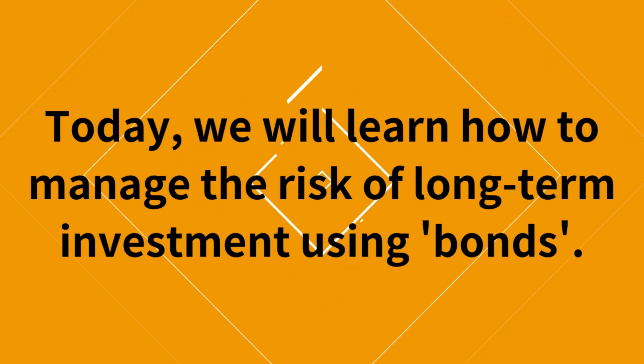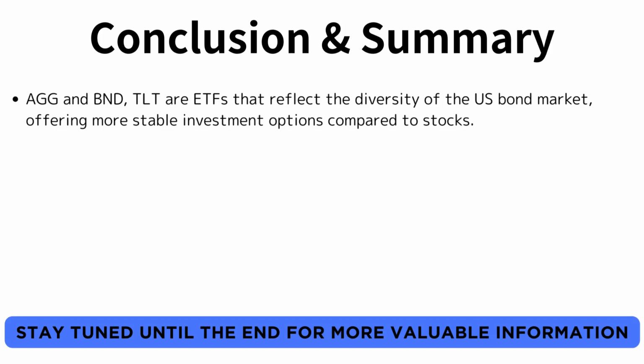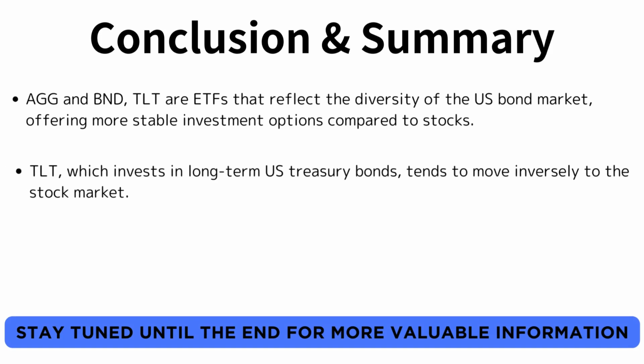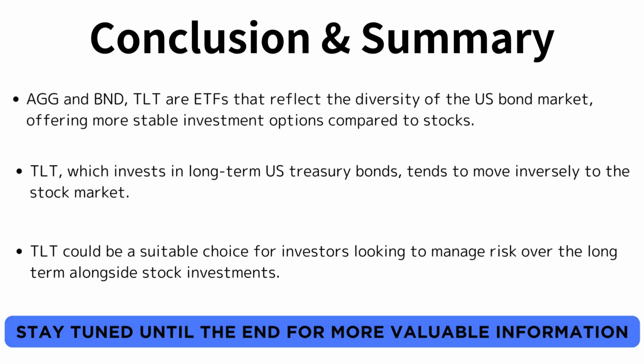investment strategy. AGG, BND, and TLT are ETFs that reflect the diversity of the U.S. bond market, offering more stable investment options compared to stocks. TLT, which invests in long-term U.S. Treasury bonds, tends to move inversely to the stock market. TLT could be a suitable choice for investors looking to manage risk over the long term alongside stock investments.